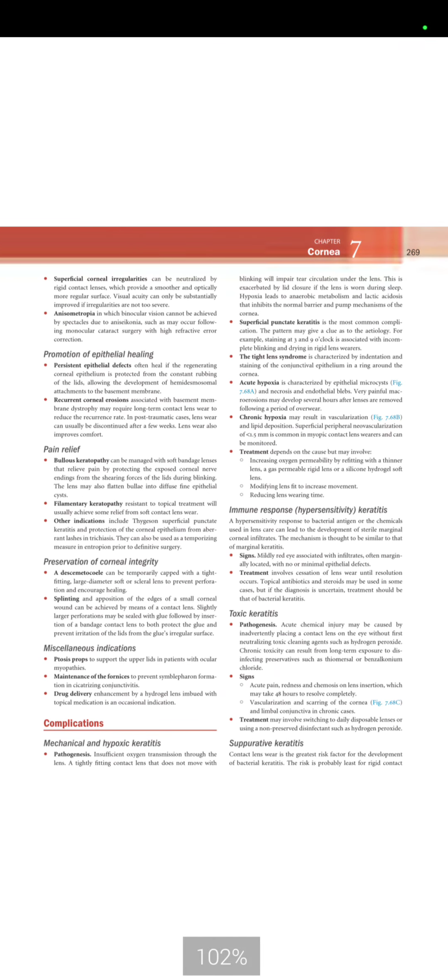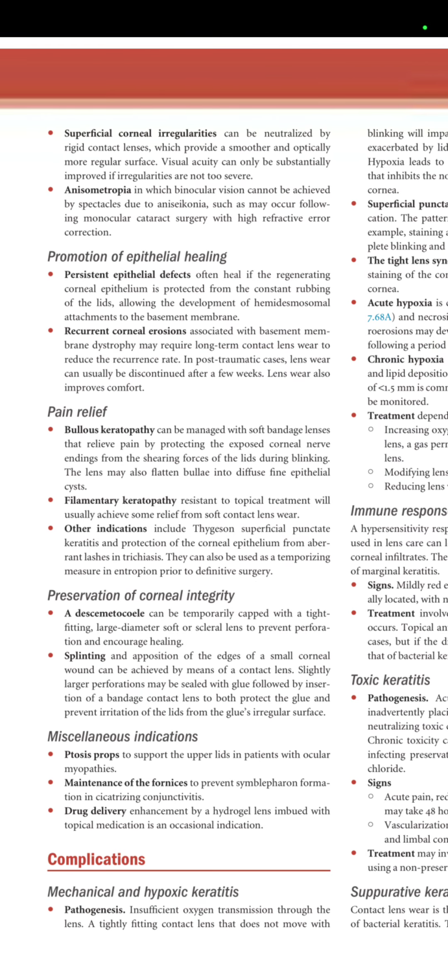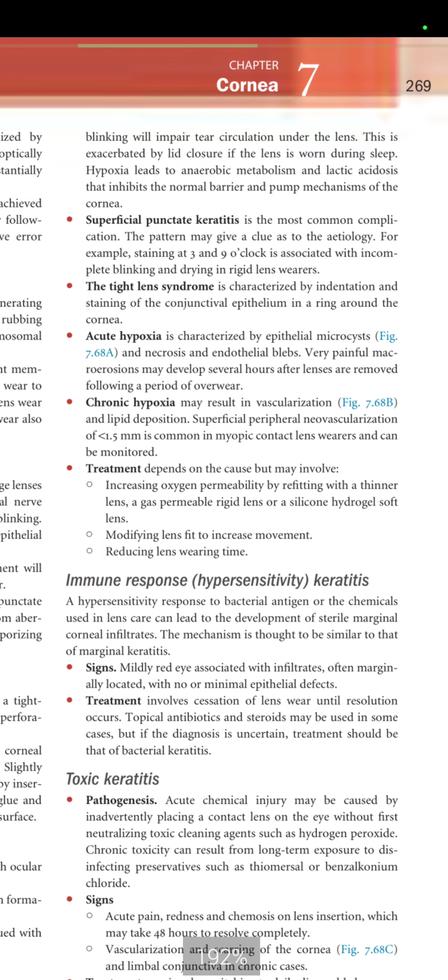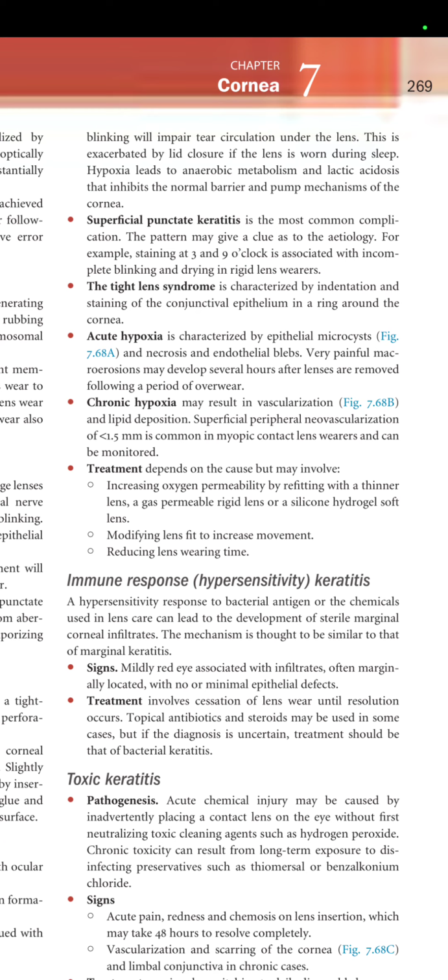So what are the complications of contact lenses? Mechanical and hypoxic keratitis. The pathogenesis is insufficient oxygen transmission through the lens. A tightly fitting contact lens that does not move with blinking will impair tear circulation under the lens. This is exacerbated by lid closure if the lens is worn during sleep. Hypoxia leads to anaerobic metabolism and lactic acidosis that inhibit the normal barrier and pump mechanism of the cornea.